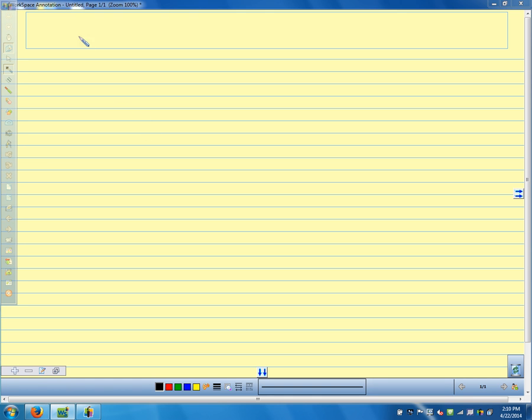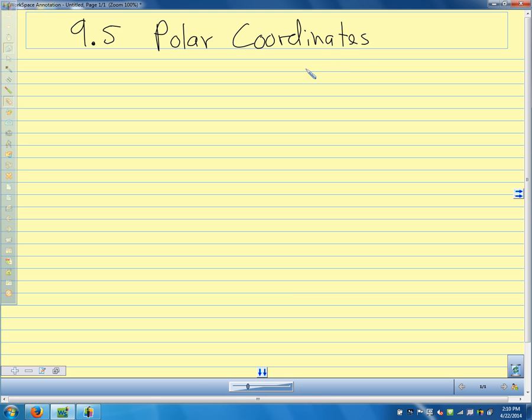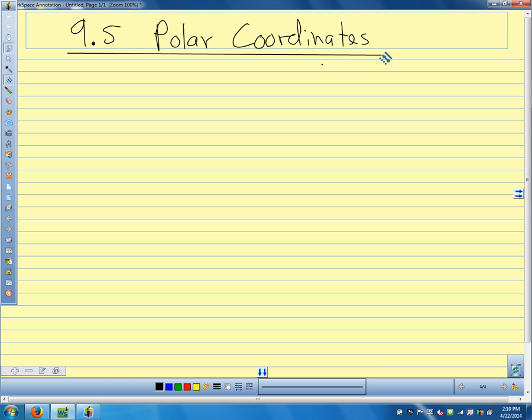So we're in section 9.5, polar coordinates. We're going to use polar coordinates for the rest of the unit. Polar coordinates come up quite often as you move on in math.